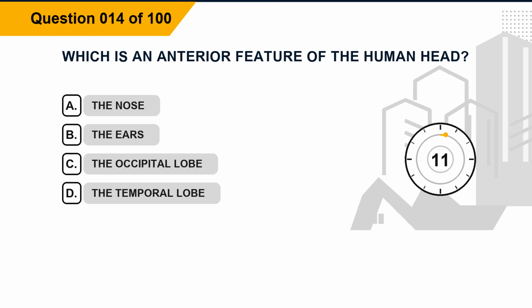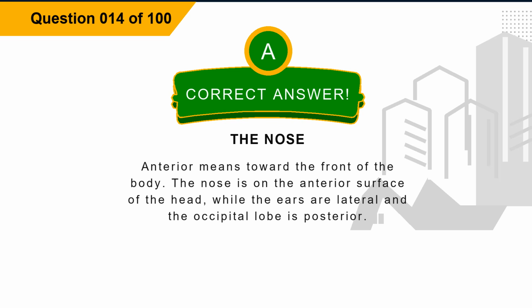It is part of the alimentary canal within the digestive system. Question 14. Which is an anterior feature of the human head? Option A, the nose. Option B, the ears. Option C, the occipital lobe. Option D, the temporal lobe. The correct answer is option A, the nose.